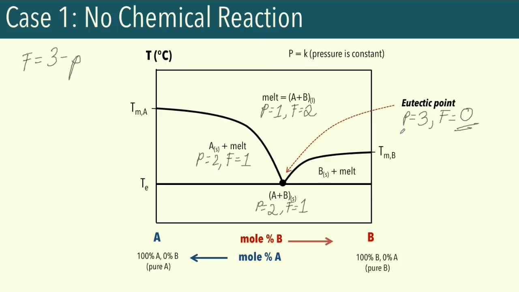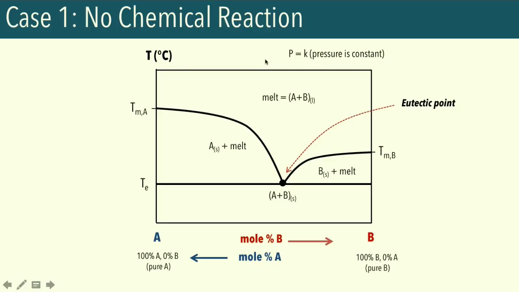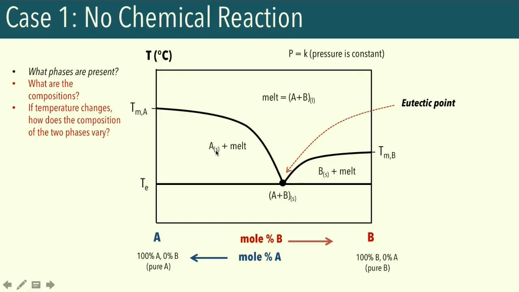Overall, we just addressed the question of what phases are present at which temperature and composition conditions. We still have to answer questions about the compositions of our phases. For example, if we're in this region over here, how do we determine the composition of the melt? And if temperature changes, how does the composition of the two phases vary? To make this clear, let's look at an example mixture.